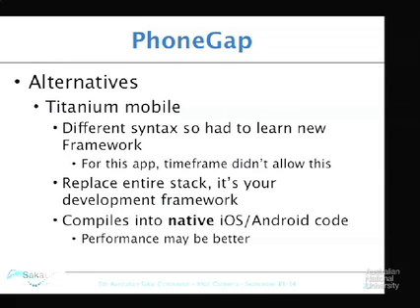We did look at an alternative, it's not called Titanium Mobile, it's called Appcelerator Titanium. It was actually a different syntax, so given the time constraints of this app, we didn't want to learn a new framework. And it replaces the entire stack, so you write your application in this framework. But what it does is it compiles it into native code. So it'll compile it into native Cocoa Touch for iOS or Java for Android. The performance actually probably could be better than an HTML5 app. You would need to test that out.